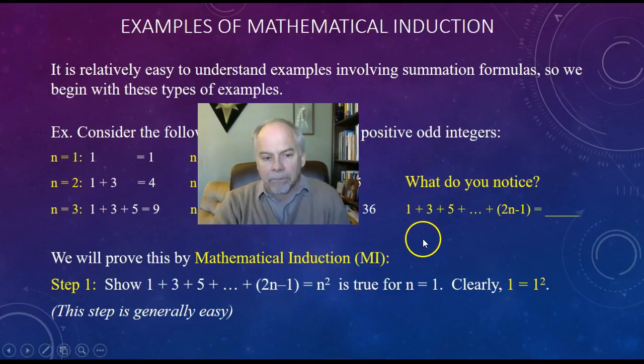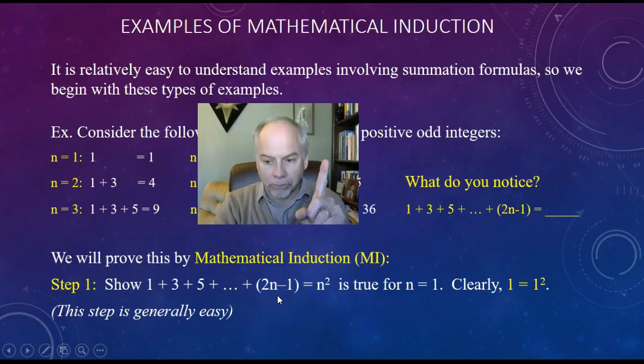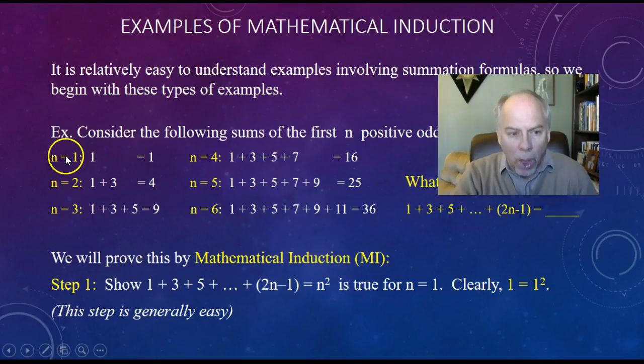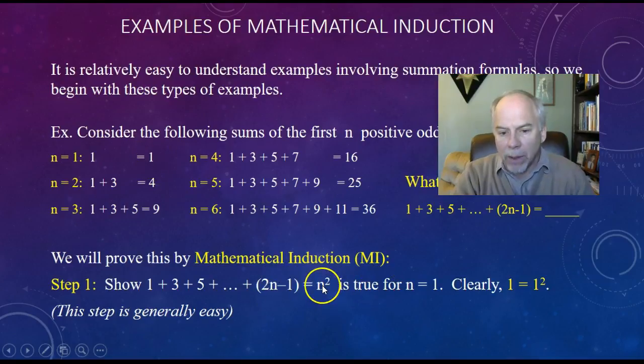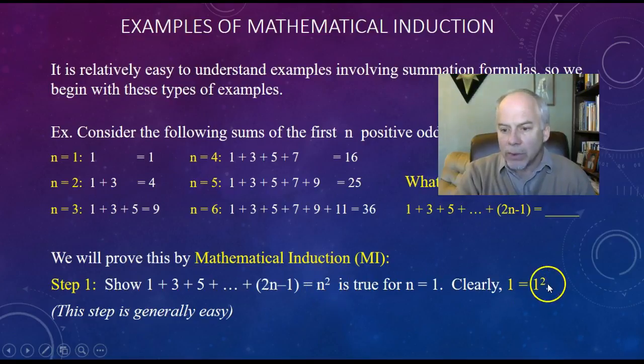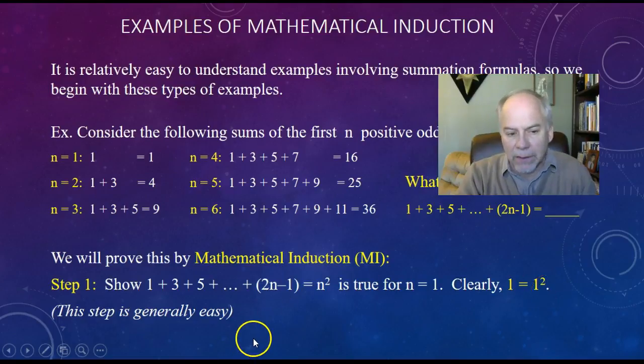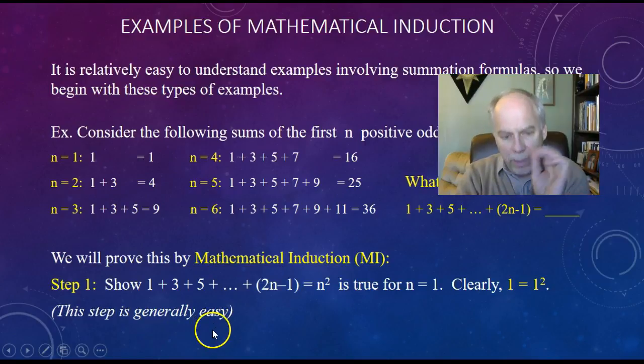Now, the first step of mathematical induction is to show that it works when n is 1. That means when you have just one odd integer, which we already know is 1, that sum was 1. Does it work when I plug 1 into this right side? 1 squared, yes, of course. 1 squared is 1. So the formula works. This step is generally very easy. You just plug in 1.